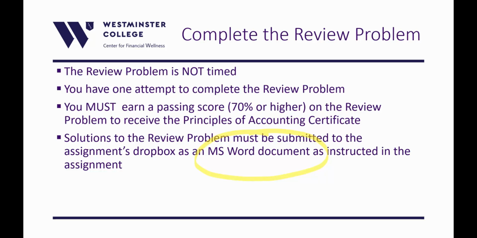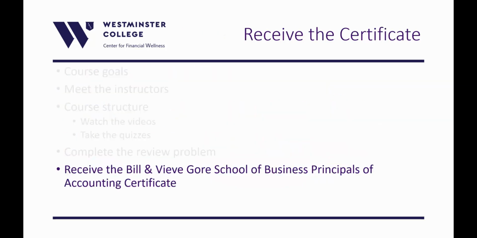Once you have the review problem and your solutions to it all saved in your own MS Word document, having used the one you were given to begin with as the template into which you put your answers, you will then save that to a file name and you will then submit that into the Dropbox into the content management system. Once you've done this, you'll go ahead and be eligible to receive the Principles of Accounting certificate from the Bill and Vivian Gore School of Business.